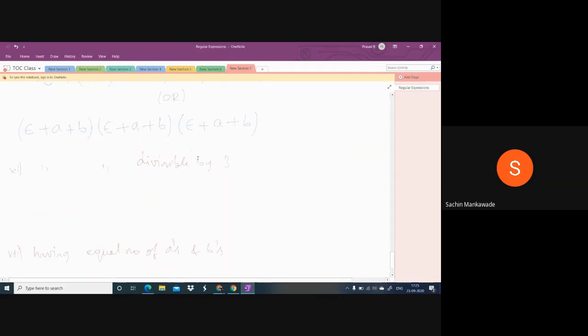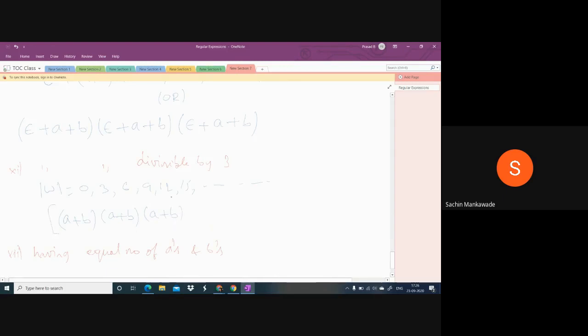Divisible by 3. Length can be 0, or 3 or 6 or 9, 12, 15, 18, 21, and so on. So A plus B, this is for length 1. A plus B, this is for length 2. And again A plus B, this is total length 3.